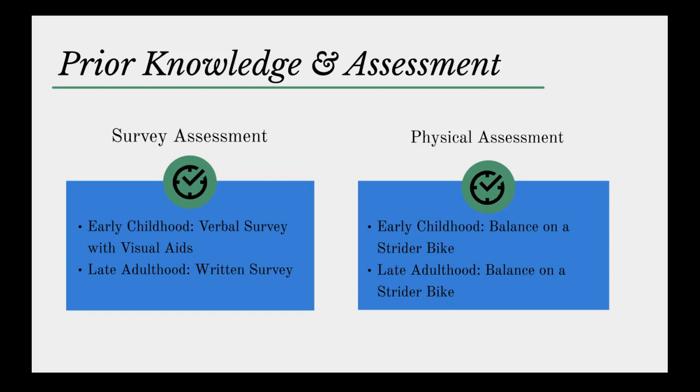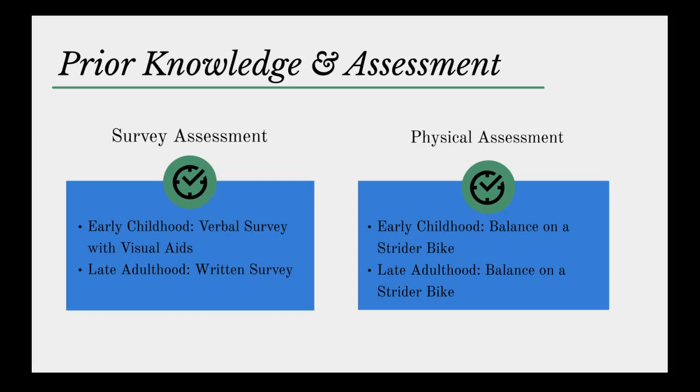For early childhood, I will administer a verbal survey while using visual aids before the learning task. The questions will include, who can tell me what this is? I'll show a picture of a bike. What are the names of these parts of the bike? Show different parts of bikes. And what should you wear to keep your body safe on a bike? Show pictures of a helmet and elbow pads.